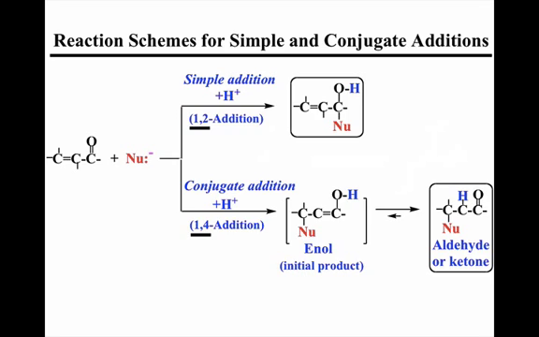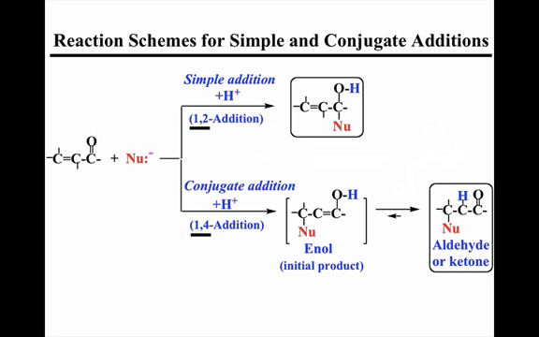What's going to determine whether or not we go through 1,2 addition or 1,4 addition? It's kind of like kinetics and thermodynamics. It's going to depend on reaction conditions, temperature. It's going to depend on the nucleophile. Certain nucleophiles prefer to do simple addition and give me alcohols, and other nucleophiles prefer to give me Michael addition.